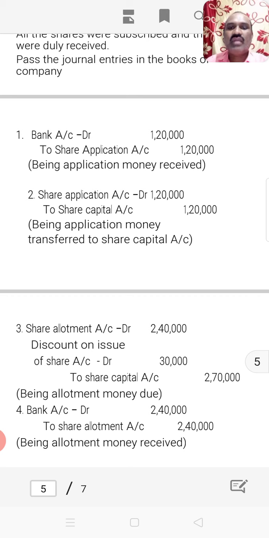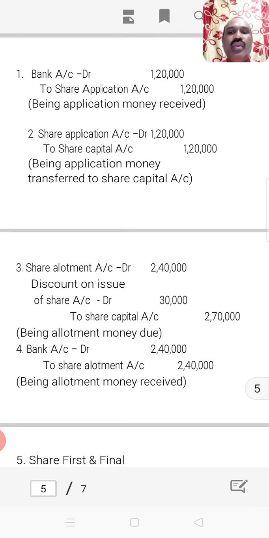So allotment money is 2,40,000. Discount given by the company to shareholders is 30,000. Both are debited against share capital account, that becomes 2,70,000. As we know, in the double entry system, the debits in a journal entry should be equal to the credit. The two debits are: share allotment account debit 2,40,000, which is 6,000 at the rate of 40, and then discount on issue of shares, 5 rupees on 6,000 shares becomes 30,000. Put together it becomes 2,70,000, being allotment money due.